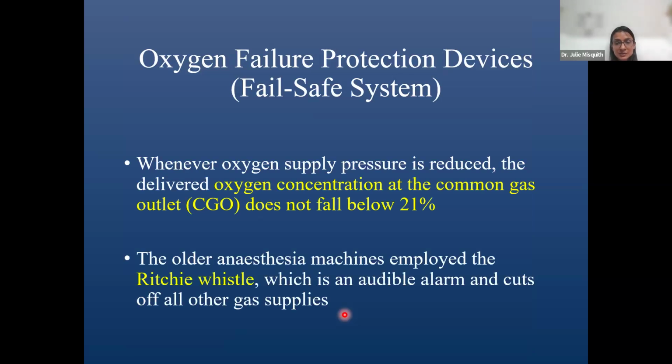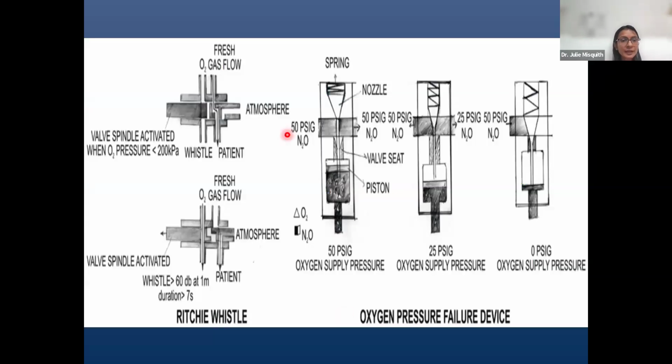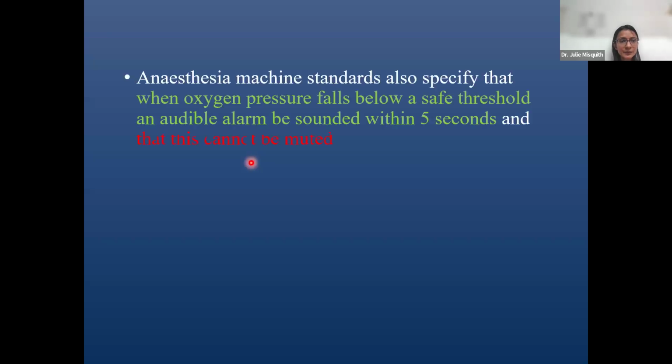So anesthesia workstation standards require that there are safety mechanisms to identify this catastrophic event if it occurs. Now, the older anesthesia machines employed the Ritchie whistle, which is an audible alarm and cuts off all other gas supplies. Like when you see here, when oxygen gas flow pressure decreases below 200 kilopascal, this valve spindle is activated and a low alarm is whistled so that the anesthesiologist is alerted.